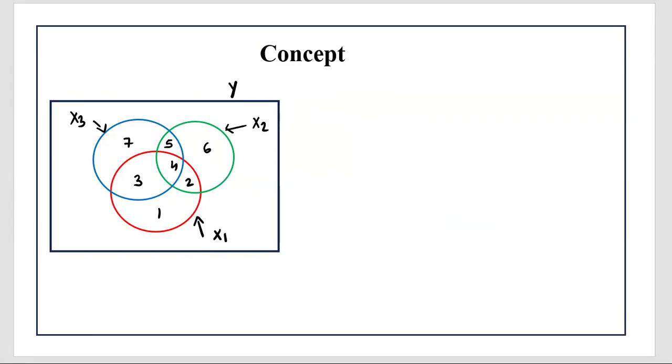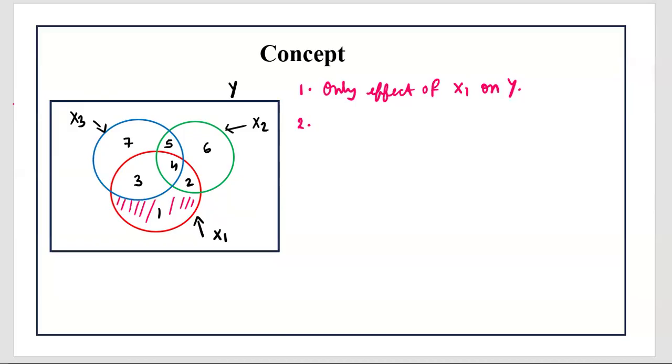Now I want you to pause the video and think for yourself: in this diagram, what does this segment 1 represent? What is this segment 1 representing in this entire diagram? Pause the video, think for yourself. You will get that it represents only the effect of x1 on y. This particular segment 1 represents a singular effect, only the effect of x1 on y.